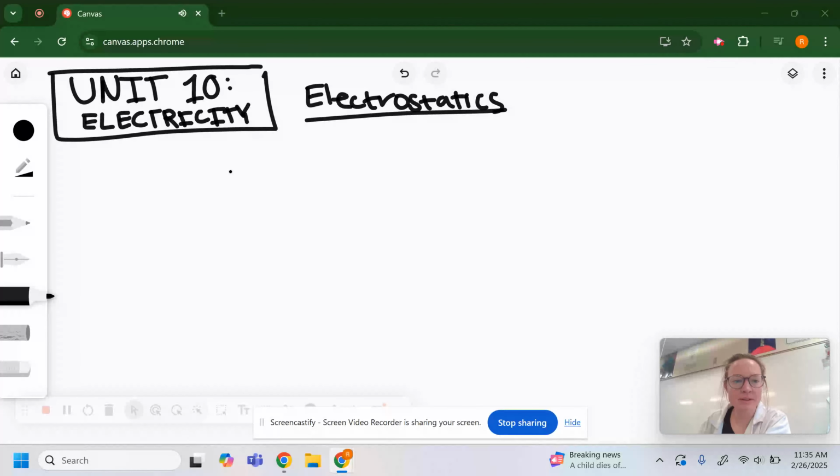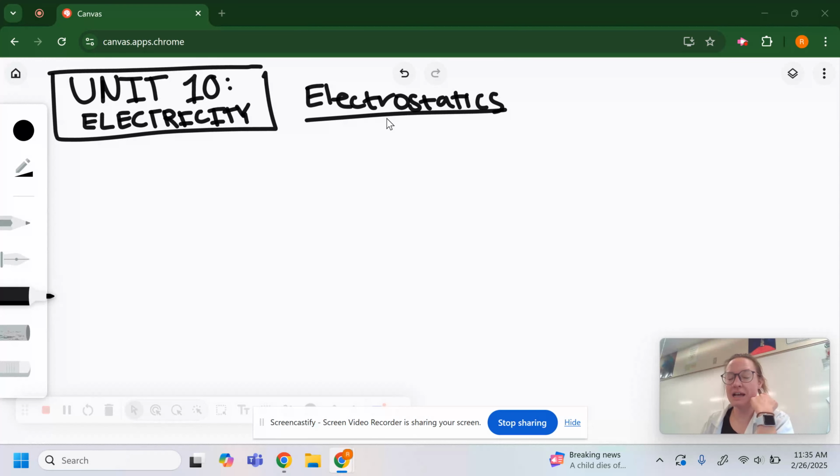Well, hello, good people. Today we are talking about electrostatics. This is the first day of our new unit, Unit 10, which is all about electricity. When you think electrostatics, my hope is that what pops into your brain is static electricity, which is exactly what we're going to be talking about today.